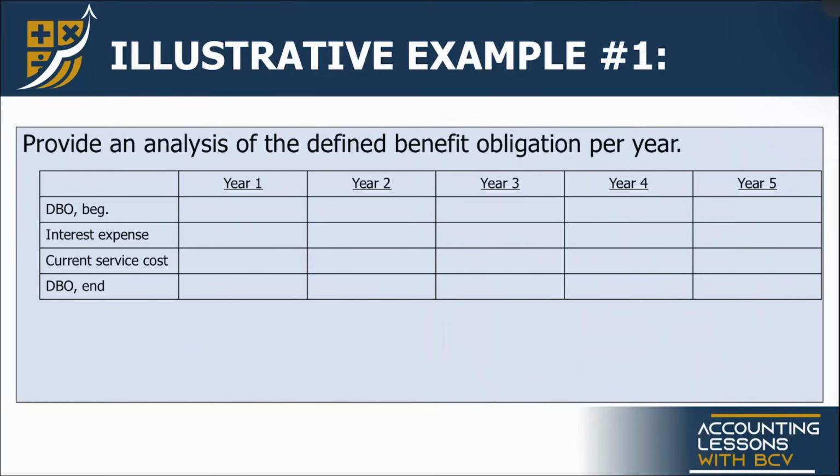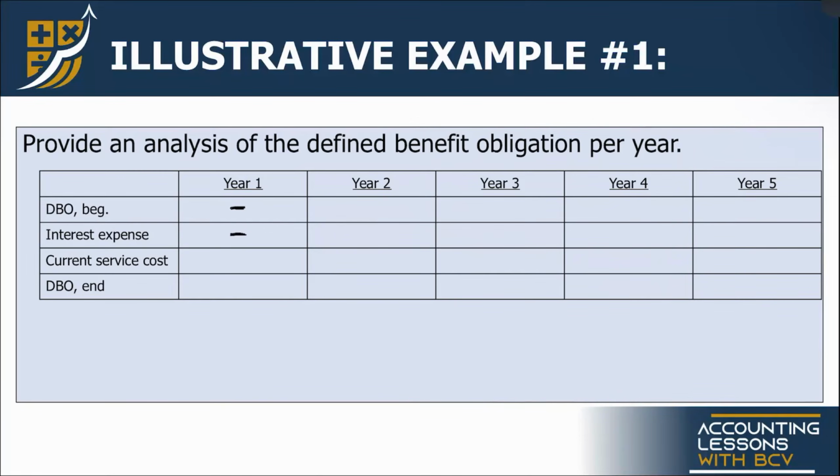So, this is what we will do. Summarize everything. Year 1. How much is the DBO beginning? Answer, none yet. He has just started working. So, in the year of the employment starting, we have no DBO beginning. Since we have no DBO beginning, of course we have no interest expense yet.